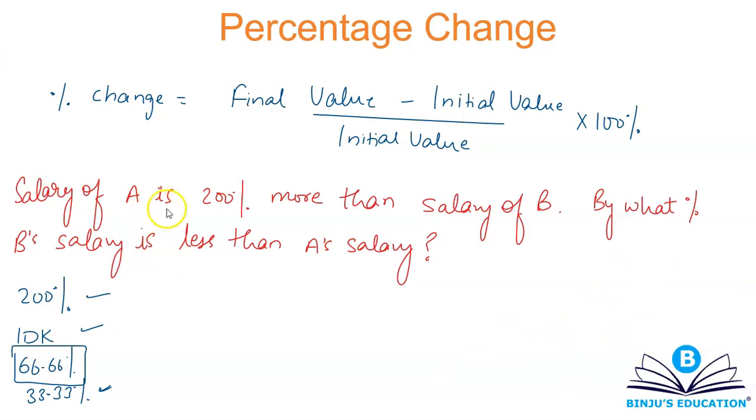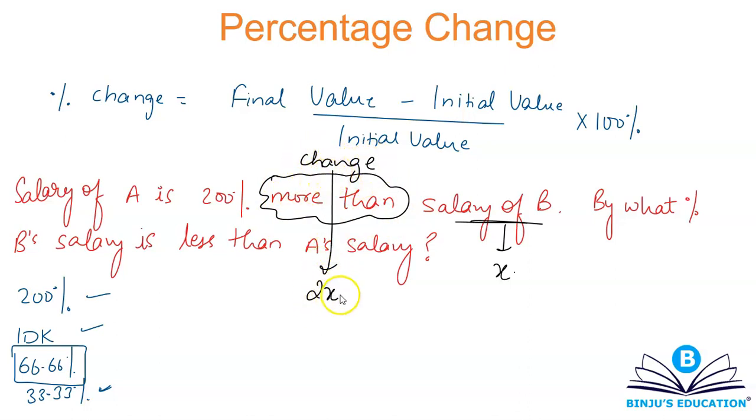So if I say that salary of A is 200% more than salary of B, then what you can do is consider salary of B to be X. And I hope you remember this word "more than" from the previous video. This "more than" stands for change. So your change is twice of X, and your salary of A will basically become thrice of X, because it's 200% more. And we have discussed what is meant by this word "more than".